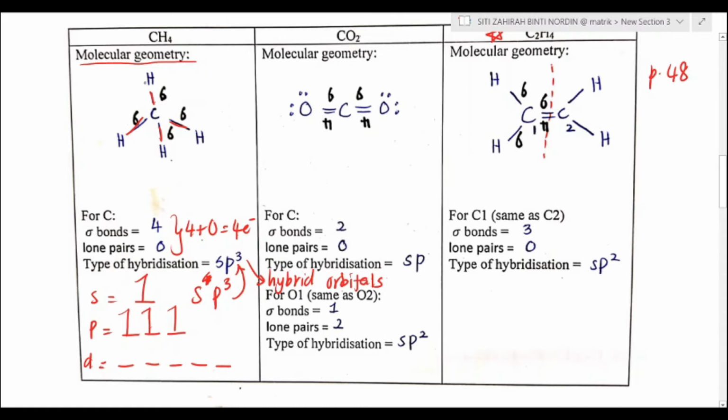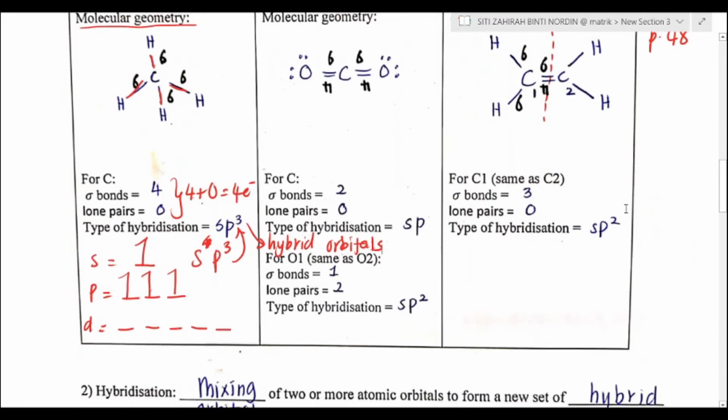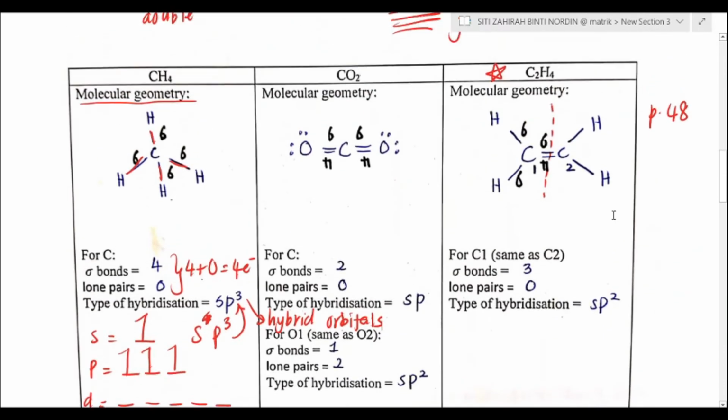For the terminal atom, check. It is hydrogen, bonded via a single bond. If it's bonded via a single bond, then you don't have to do anything on it. You don't have to determine the type of hybridization. So it's simple. Let's try CO2.